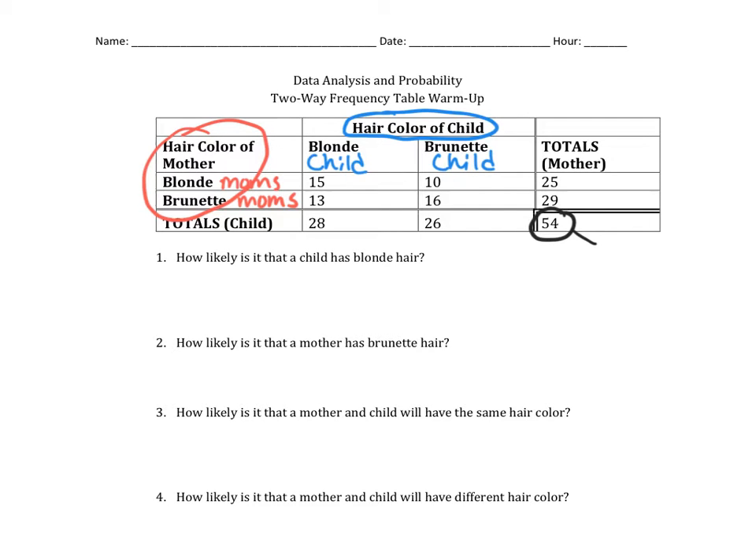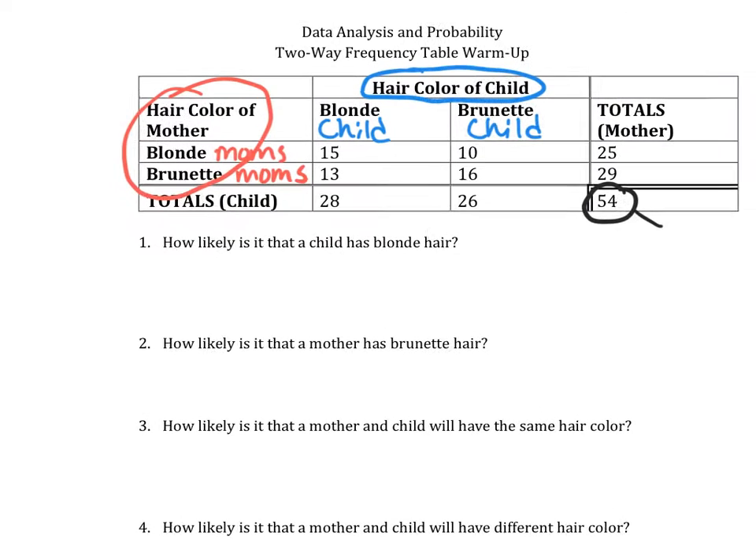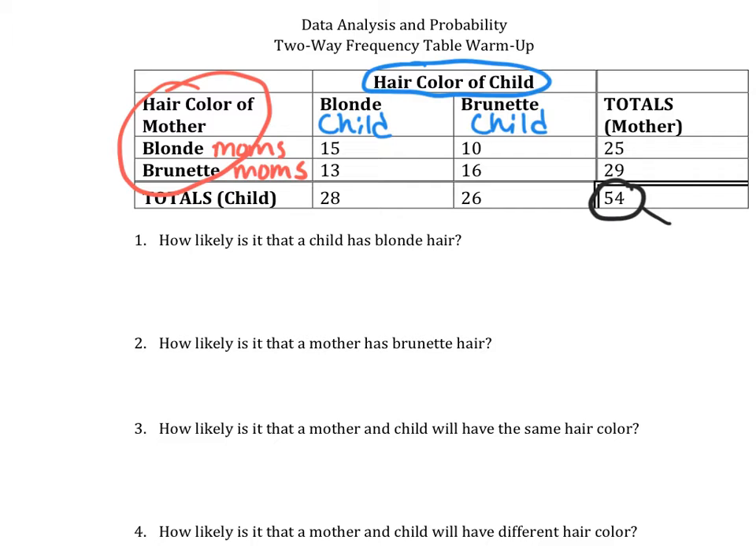So how likely is it, just the same as asking what's the probability, that a child has blonde hair? So we don't know anything about the mom's hair color. We don't care about the mom's hair color. We just want our child to have blonde hair. So you go all the way down to the total. There are 28 total blonde children. And since we didn't know anything for sure, we would use 54 as our total. So it should be 28 over 54 for number 1.